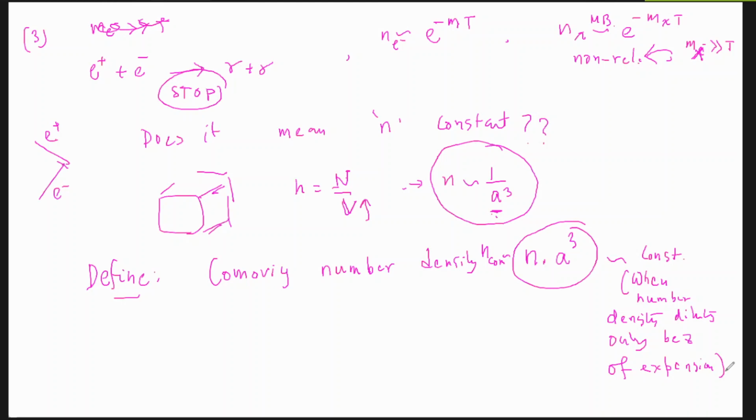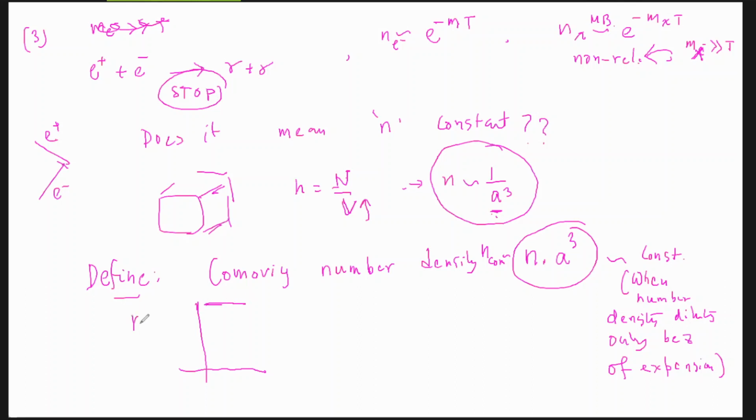Yes, sir. Because it is going as 1 by a cube. I told you that annihilation stops in step 3, when Hubble expansion takes over. So if I plot this co-moving number density, this is what happens. In the beginning, when they're relativistic, both sides are equal. Step 1: the co-moving number density, in the relativistic regime, drops very slowly.